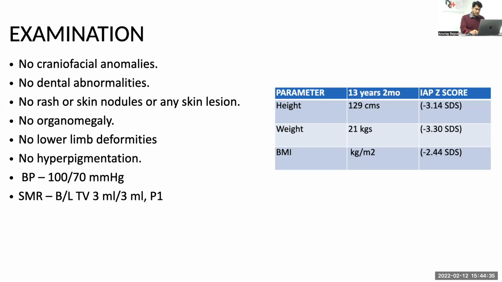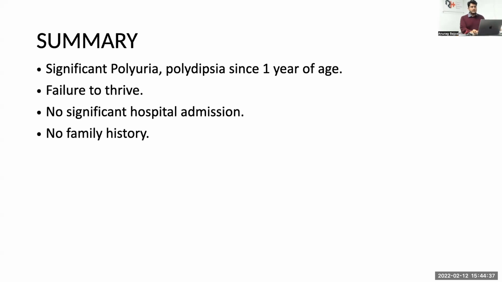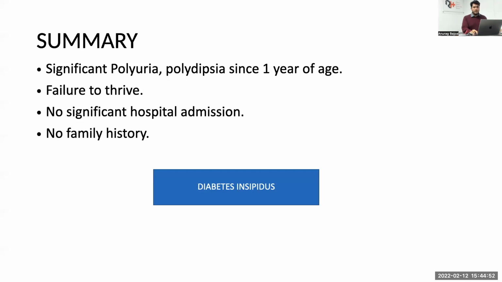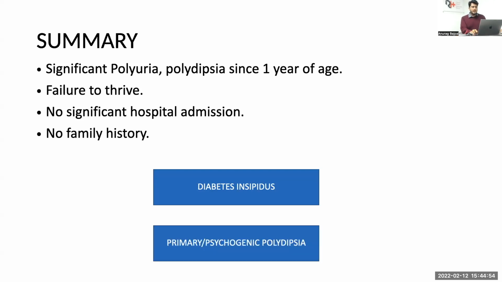Carry forward. And with the summary, he is having significant polyuria and polydipsia since 1 year of age, with a history of failure to thrive, with no recent weight loss, and there was no history of any significant hospital admission, and there was no family history. And the probable diagnosis was diabetes insipidus and primary or psychogenic polydipsia.